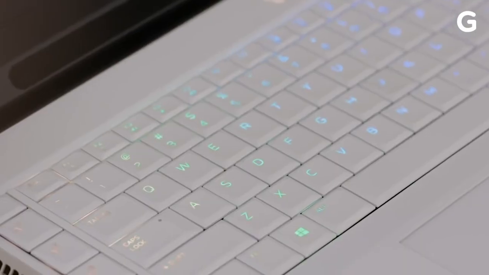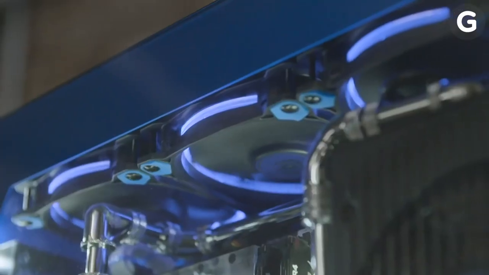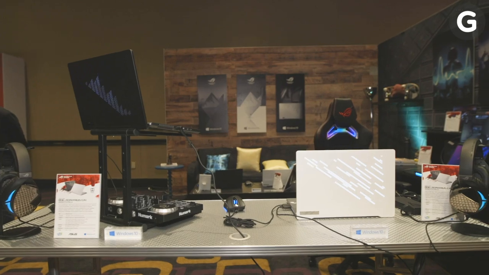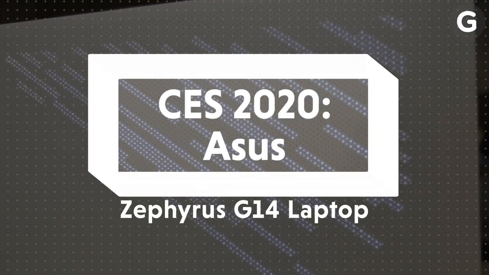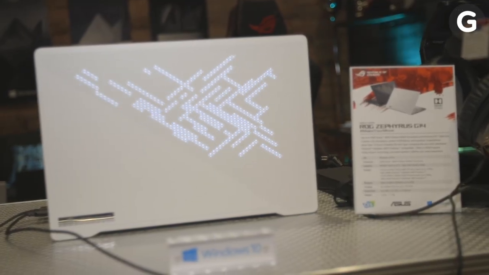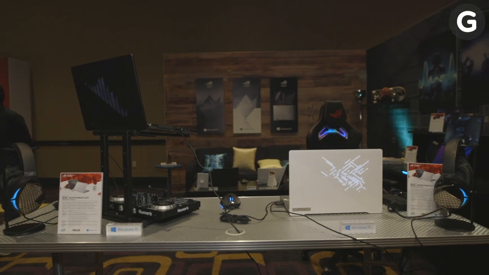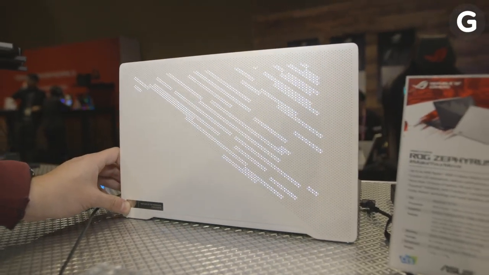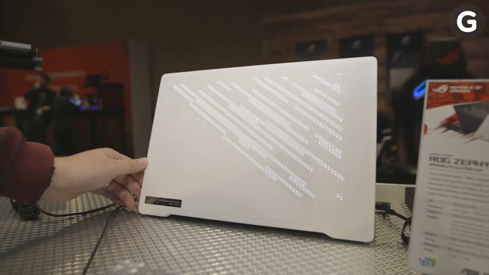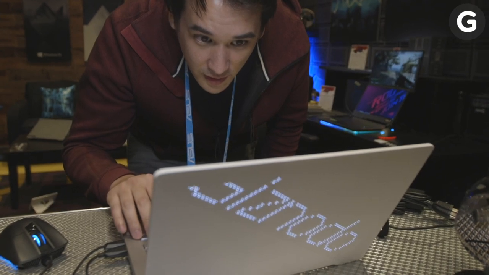Gaming PCs are already known for having ridiculous lighting. But now, Asus's Zephyrus G14 is taking things to a whole new level. Though the G14's anime matrix lights are only available in white, with 1,215 LEDs spread across the laptop's lid, I don't even really care that they aren't full RGB.